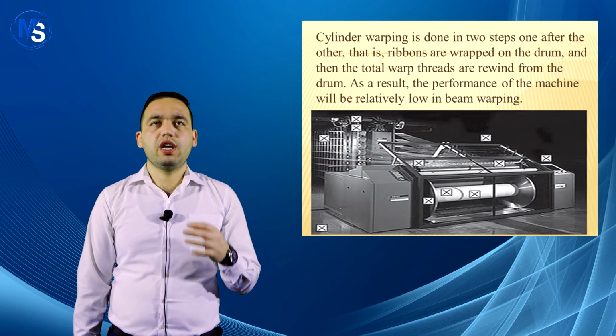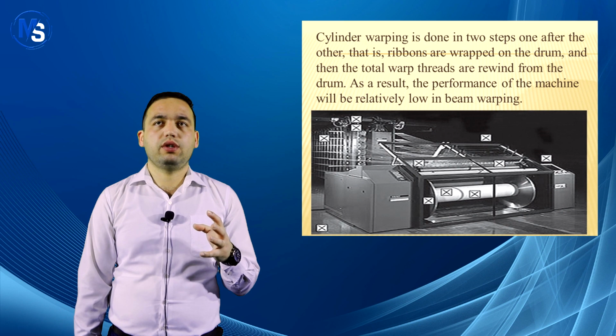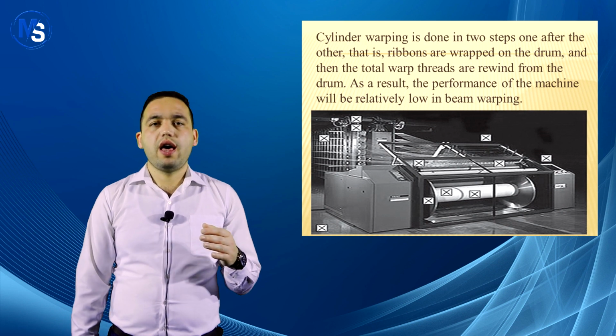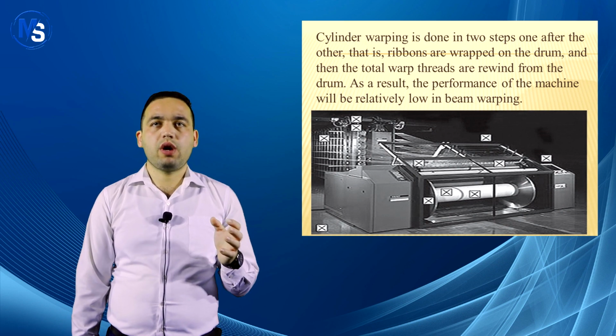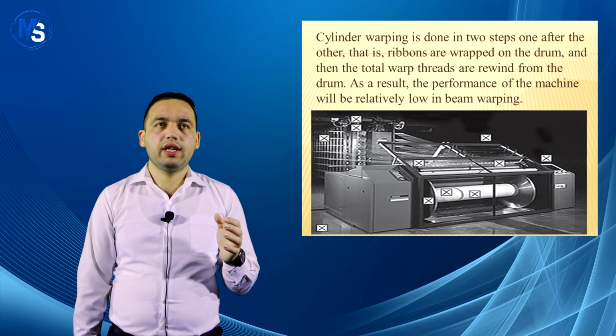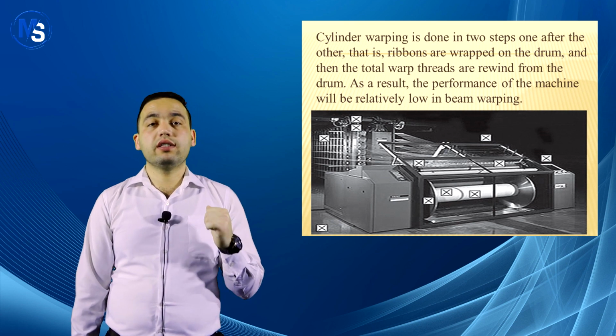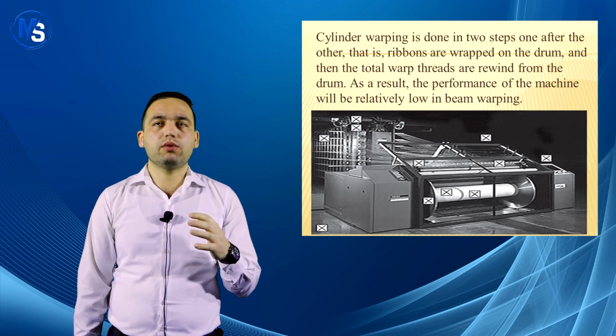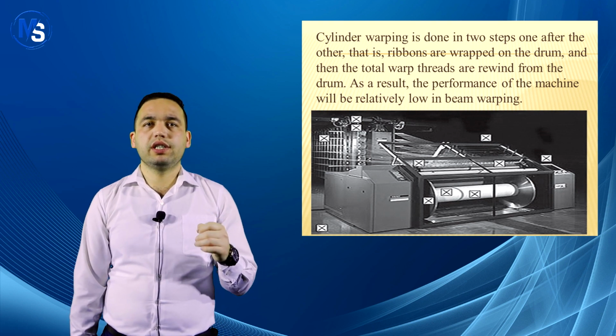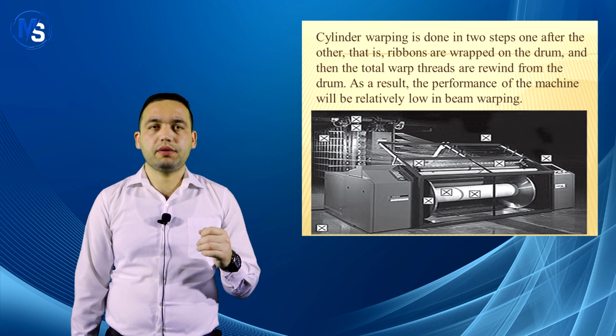Cylinder warping is done in two steps, one after the other. The ribbons are wrapped on the drum, and then the total warp strips are rewound from the drum. As a result, the performance of the machine will be relatively low compared to beam warping.